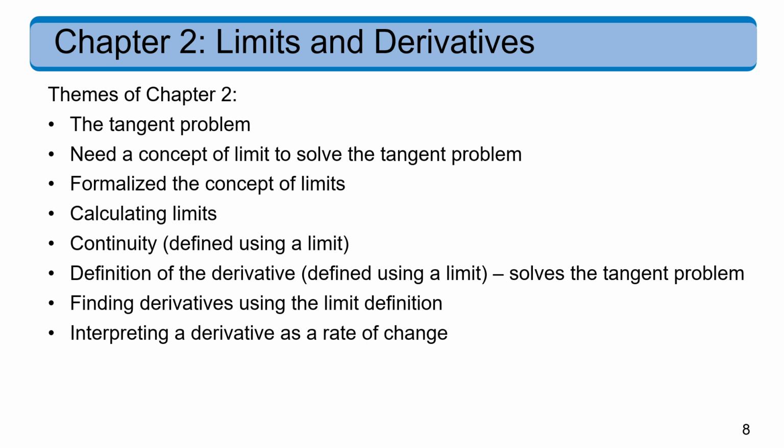And then the next thing we did was how to interpret a derivative as a rate of change. So anytime you have a functional relationship, the rate of change is important, and it's the rate at which the dependent variable changes with respect to the independent variable. So the derivative can be interpreted in context of the meaning of the variables in your function.